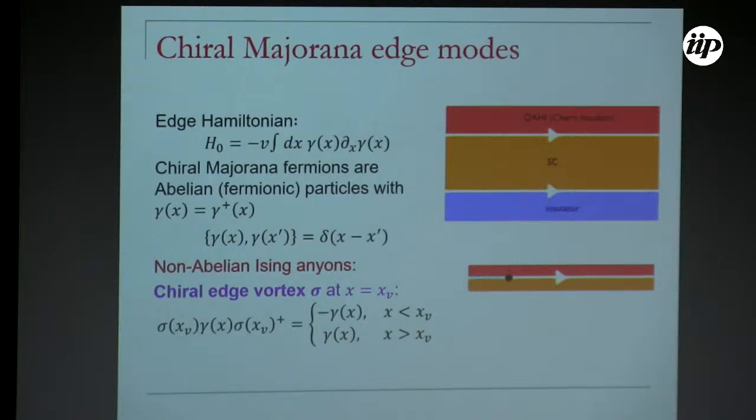So how to get Ising anyons, non-abelian Ising anyons? The way is to introduce domain walls. These are called chiral edge vortices. They usually have the operator symbol sigma. If we have one at position x_v, their job is to insert a minus sign on that side and leave it like that. So for x less than x_v, applying this chiral edge vortex will give a minus sign here. So in a sense, it's a domain wall that gives you plus or minus signs. There's no other possibility because gamma is a real field. You cannot have a general phase on both sides.